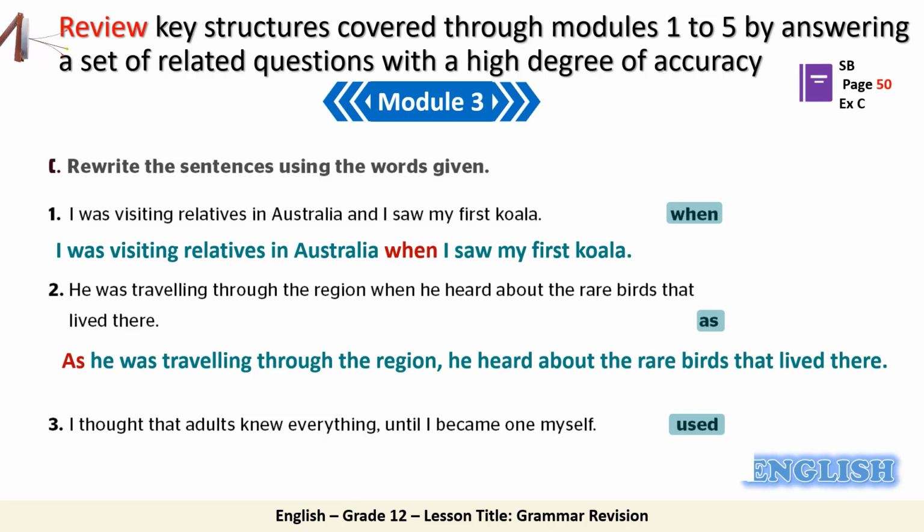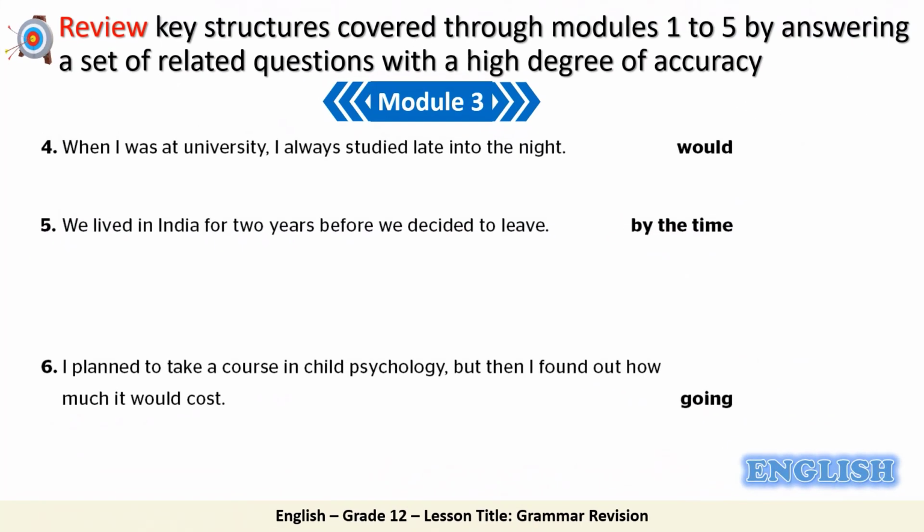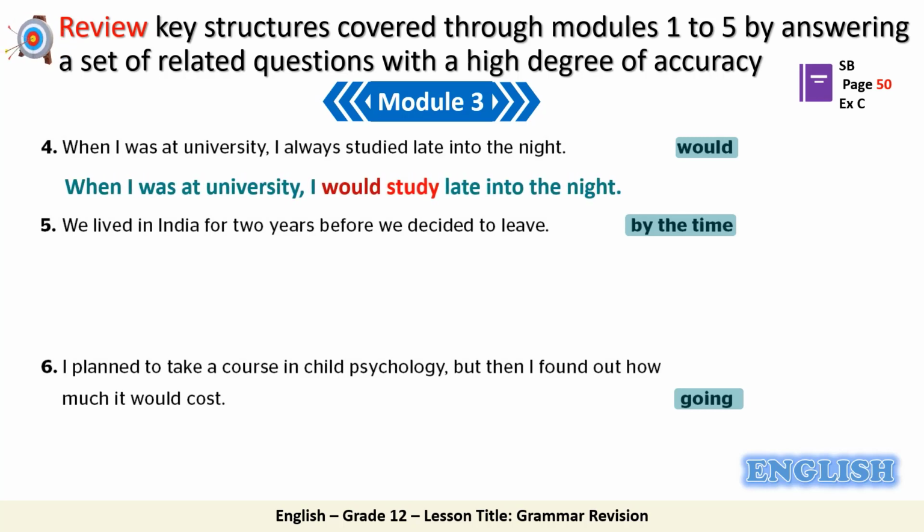Then, sentence number 3, which needs to be rewritten using used. So we should write, I used to think that adults knew everything until I became one myself. We continue the correction of the same activity. Now, sentence 4, which we will rewrite using would. So we can write, when I was at university, I would study late into the night. Here we should use the base form of the verb study.